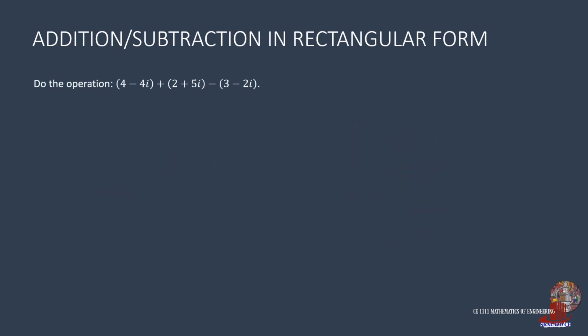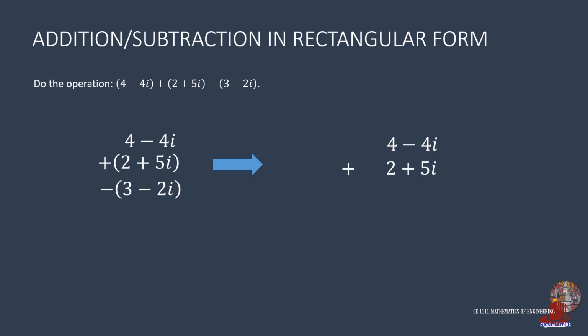Following the set of complex numbers, 4 minus 4i plus 2 plus 5i minus 3 minus 2i, where we need to add and subtract, distribute the signs first. So starting from 4 minus 4i, distribute the positive sign for 2 plus 5i, which basically remains the same. The minus sign for the third complex number makes plus negative 3 plus 2i. From the real numbers, we get 4 plus 2 plus negative 3, giving 3. The imaginary part has negative 4i plus 5i plus 2i giving positive 3i.